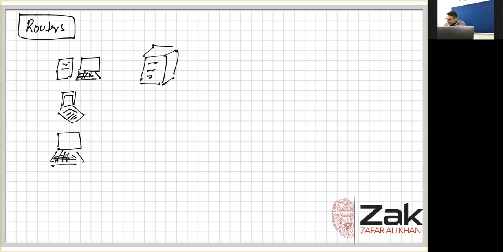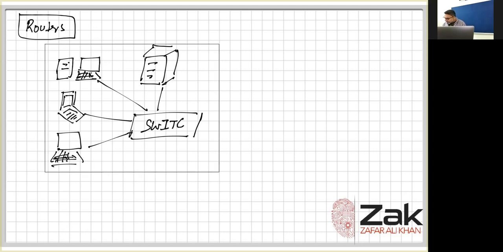This local area network is making use of a switch. We will discuss switch shortly. And all these devices are connected to the switch, and collectively they form a local area network. So this is one of the local area networks, let's say at someone's office. Now, this local area network will be connected to a router.